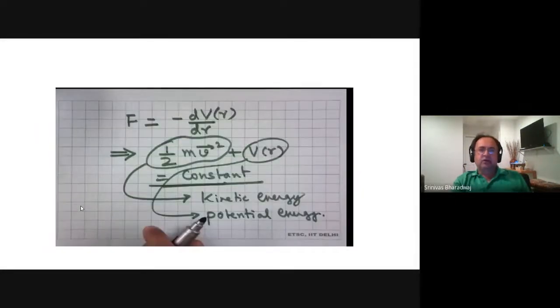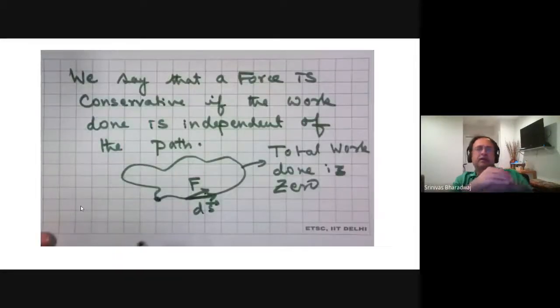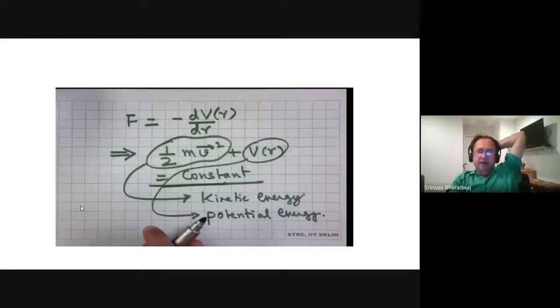Okay, all right. So the total energy, as you know, gravity is a conservative force, and because it's a conservative force, the work done is independent of the path, right? Therefore, half mv square plus V of r, where V of r is the potential energy, is a constant.